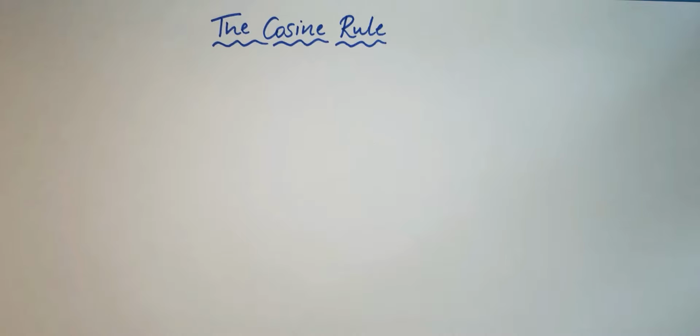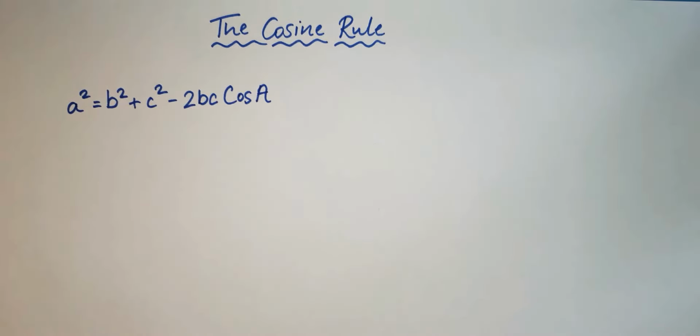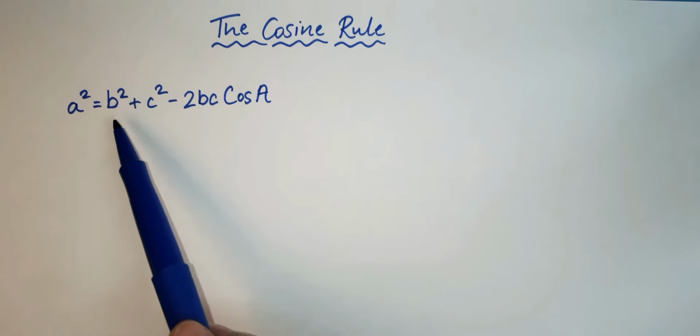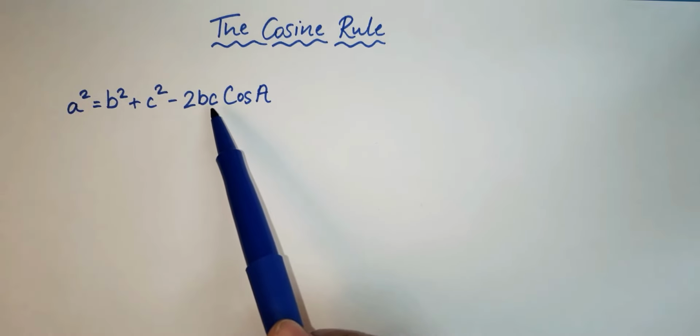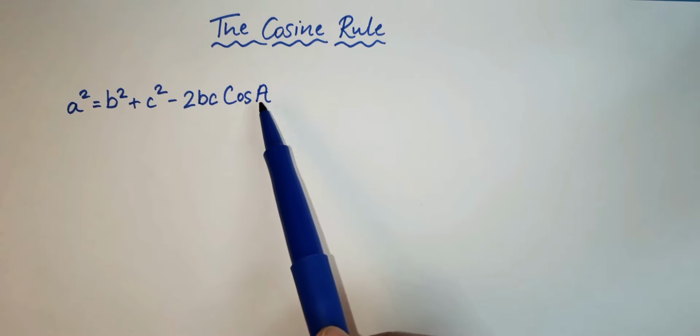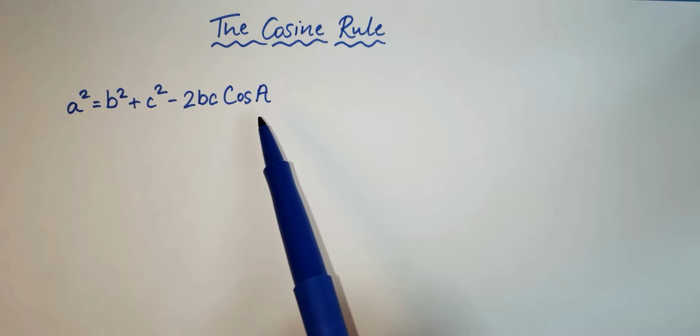Now, what we're going to look at is two different ways that we can use the cosine rule in two different styles of questions. So the first formula that you need to know is this one. This is for a missing length. So it's a squared is equal to b squared plus c squared minus 2 times b times c times cos of A, which is the angle that is given in the question.